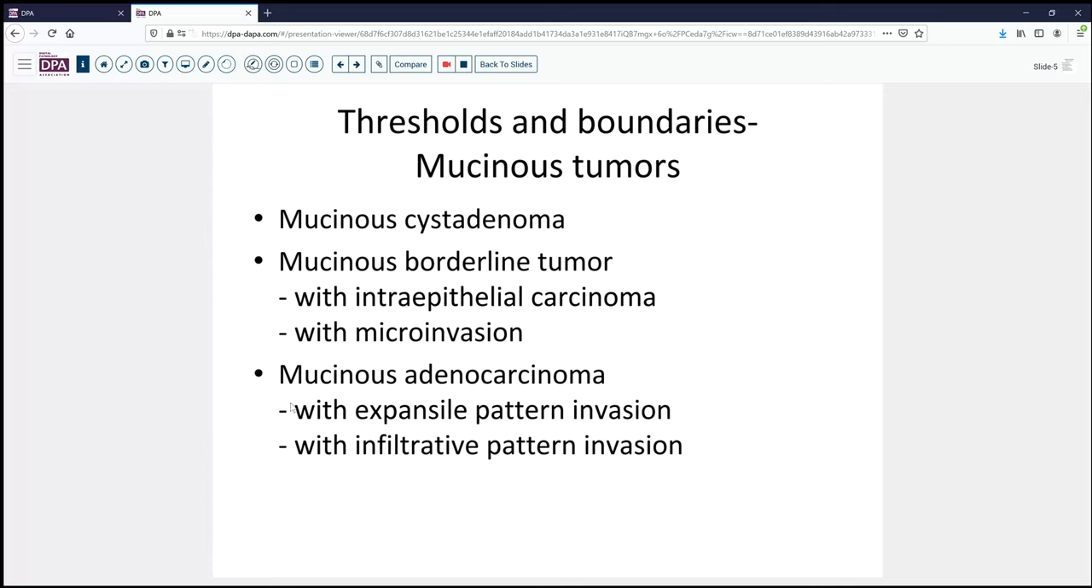Mucinous adenocarcinoma, again, with two different types of invasion: an infiltrative pattern, which would be the more conventional type of pattern that we see in other tumors and other sites, and then this expansile pattern of invasion that is more subtle, oftentimes more difficult to detect, and more akin to what you see with, say, verrucous carcinomas and those sorts of lesions, where it's that pushing pattern of invasion rather than infiltration by single cells or small groups of cells.